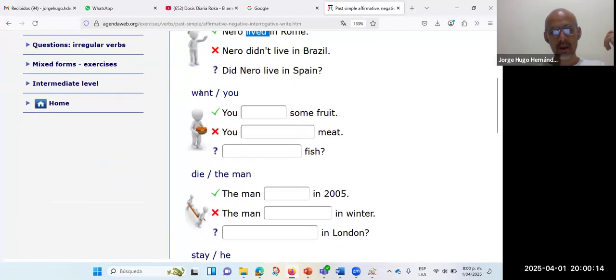For example, here we have the verb want. In past, this is a regular verb, so wanted. The negative form, didn't, and the verb want.